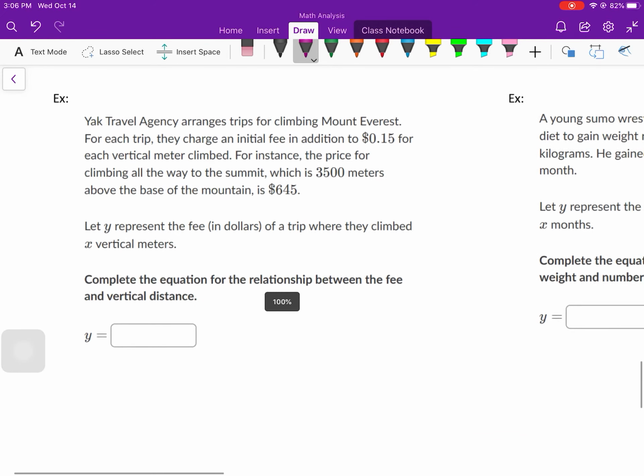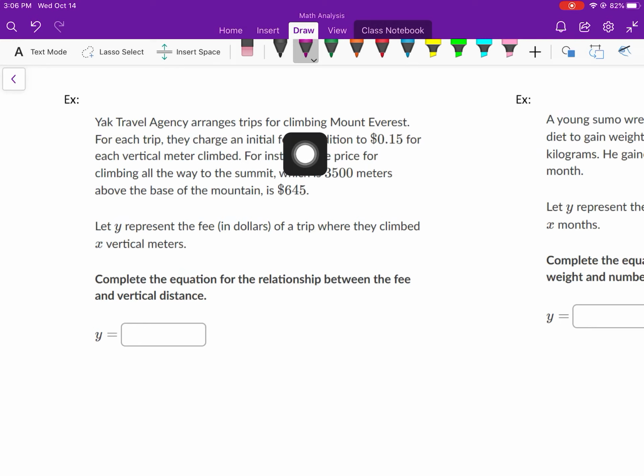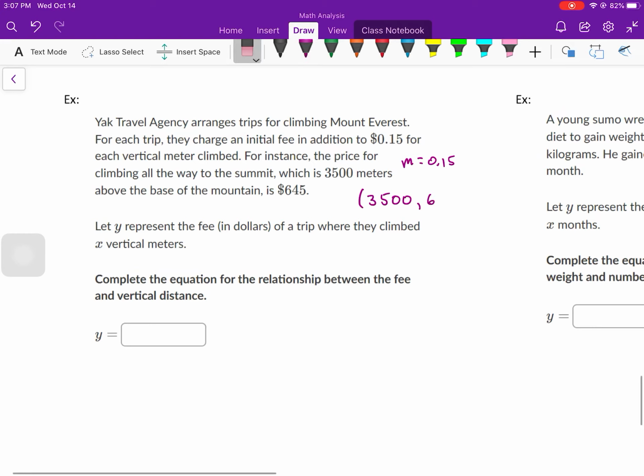Let's look at another example. Yak Travel Agency arranges trips for climbing Mount Everest. For each trip, they charge an initial fee in addition to 15 cents for each vertical meter climbed. That's nice. The slope is 0.15, so that makes things kind of easy. For instance, the price for climbing all the way to the summit, which is 3,500 meters above the base of the mountain, is $645. So that point, when x is 3,500 meters, it's going to be $645.